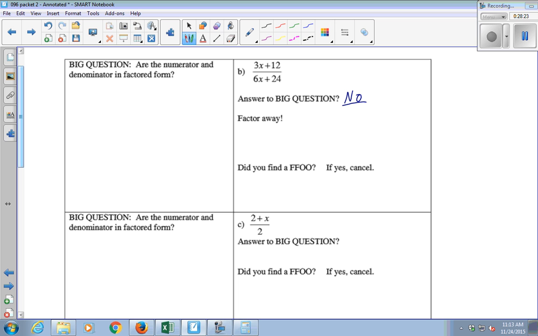So we factor them. 3x and 12, what do they have as a common factor? 3. So I pull out a 3, and I'm left with x plus 4. 6x plus 24, they have a common factor of 6. And that leaves me with x plus 4. Do I have a foo-foo? Yeah, there's x plus 4 on the top and the bottom, so I cancel them. And I'm left with 3 over 6, right? But that reduces to 1/2.